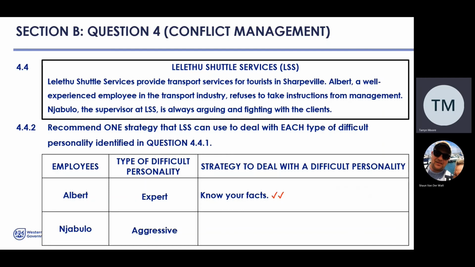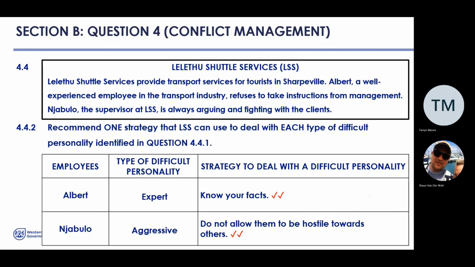2 marks for one strategy. Remember, look at your mark allocation. It is 4 marks, and there needs to be one strategy per employee. When we look at the aggressive personality type, do not allow them to be hostile towards each other. 2 for expert, 2 for aggressive. It gives you a total of 4 marks.